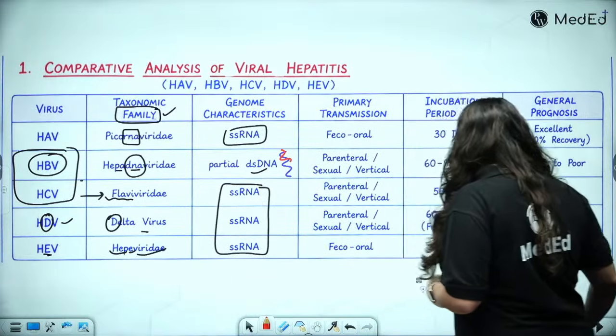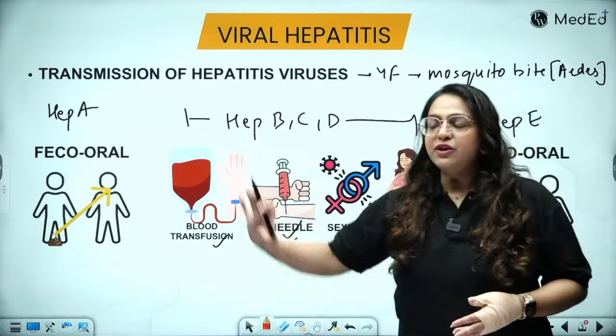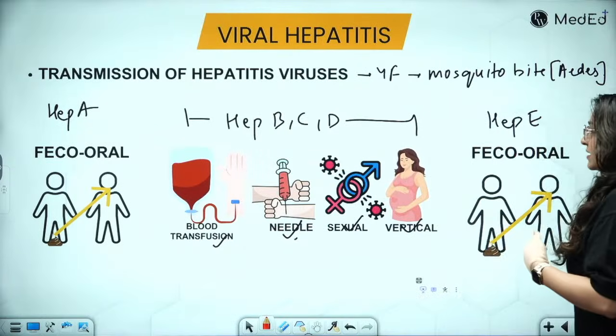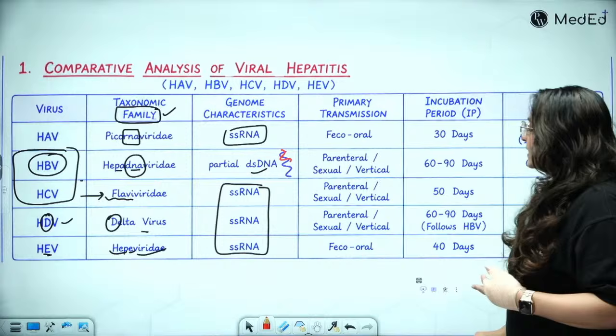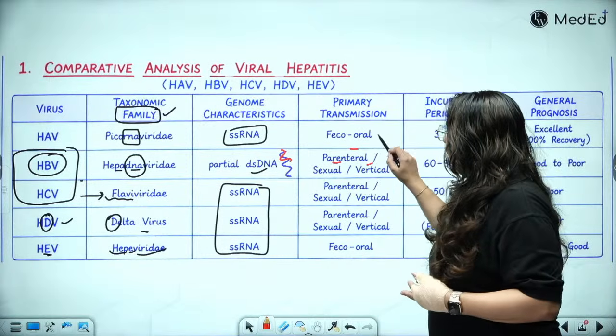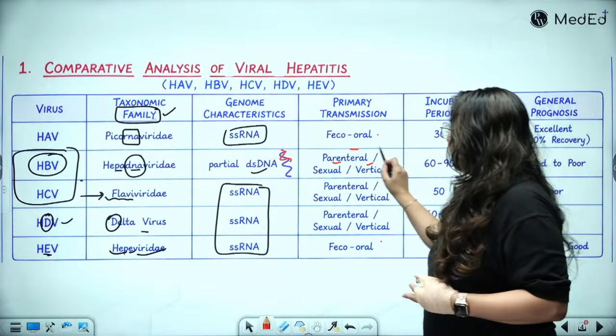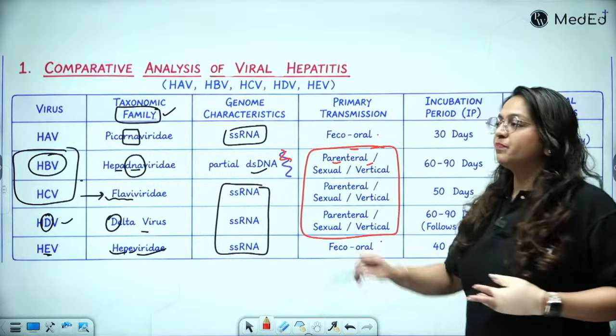Of course, we have seen fecal-oral transmission. This is the best way to remember fecal-oral. So first and last is fecal-oral, and in the middle, it is parenteral, sexual, vertical, and the first and last is of course fecal-oral, and all of these three are same. All right.